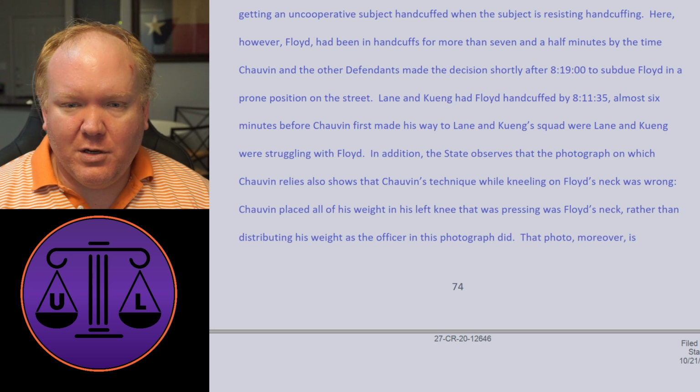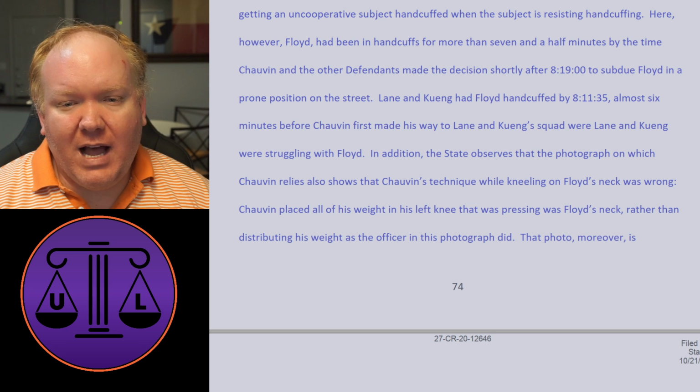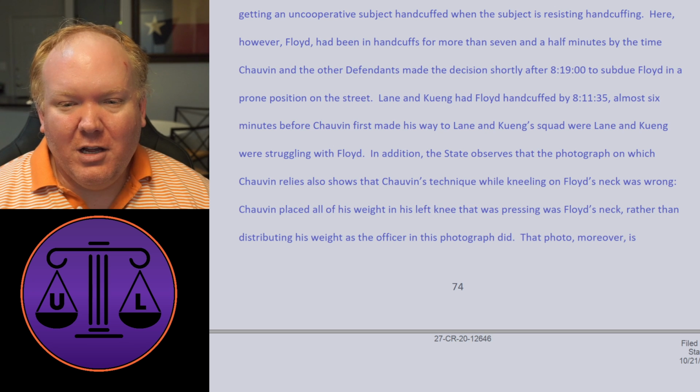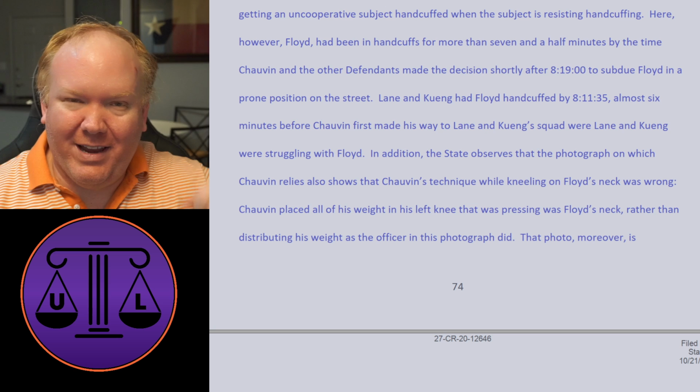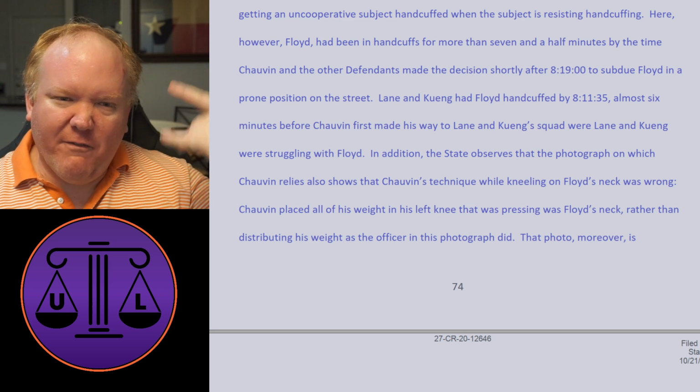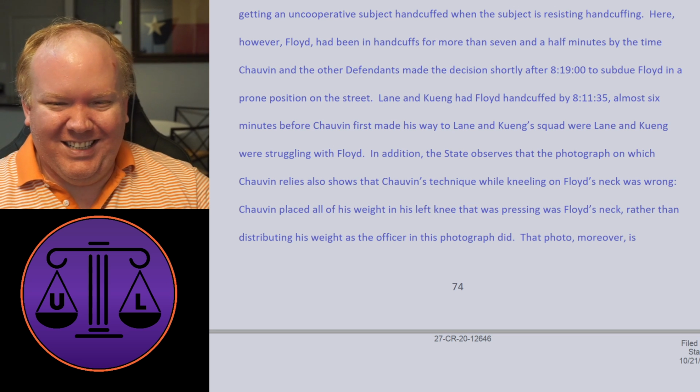In addition, the state observes that the photograph on which Chauvin relies also shows that Chauvin's technique while kneeling on Floyd's neck was wrong. Chauvin placed all his weight on his left knee and was pressing his neck rather than distributing the weight as the officer did in their photograph. Checkmate for the defense? No.